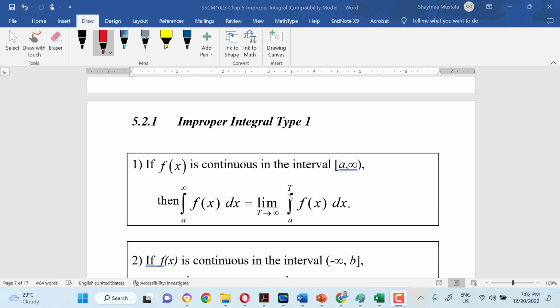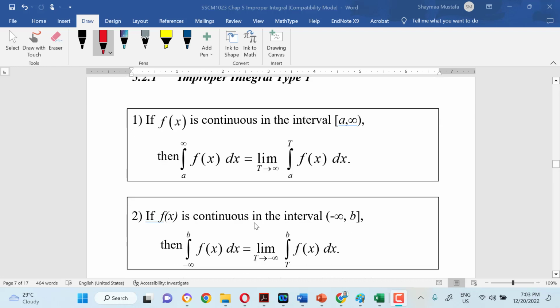So I will replace the infinity by the variable t, and evaluate the integral. Then, after I evaluate the integral, I will take the result and take the limit when t goes to infinity. If the problem is on the lower boundary, minus infinity, same thing: you replace minus infinity by the variable t, evaluate the integral, then take the limit of the result of integration when t goes to minus infinity.